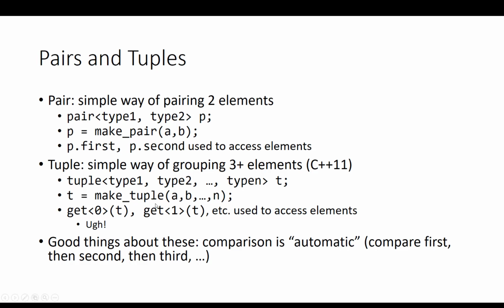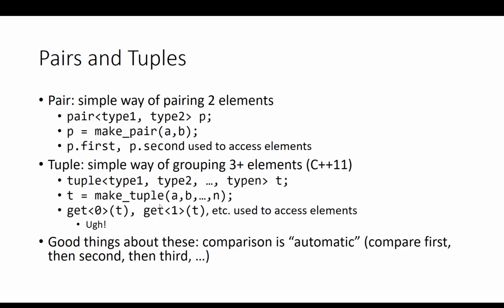And then you can call make tuple just like you did make pair, except instead of just 2 elements, you have n elements, however many n is. Now the problem here is you don't have nice things like first and second defined like you did for a pair. Instead, you have to get the first element, the second element, the third element, the fourth element, and so on. And so there is a templated function called get that is used to access the elements.